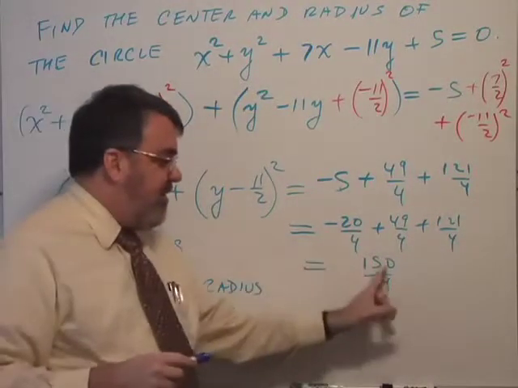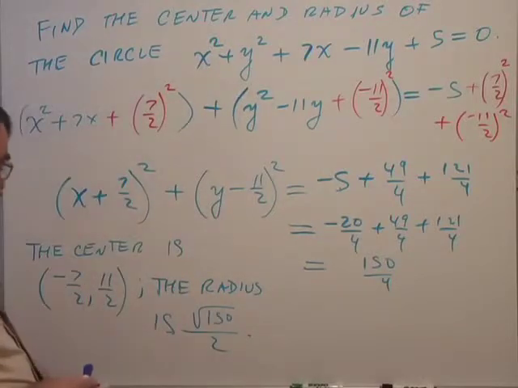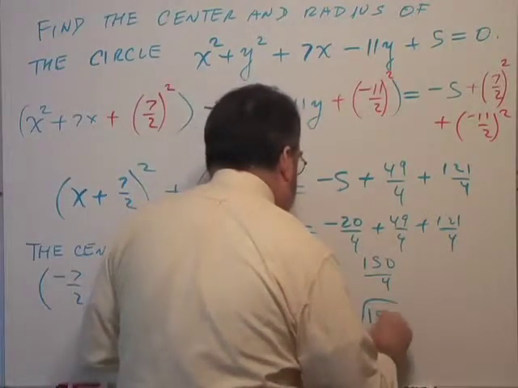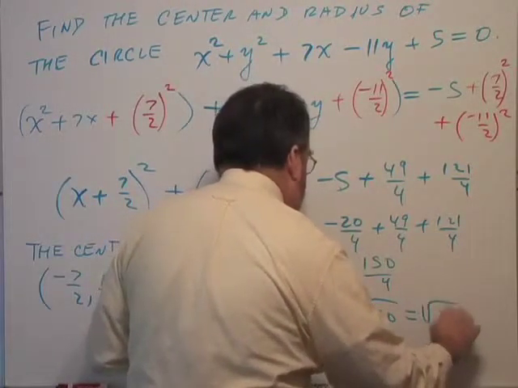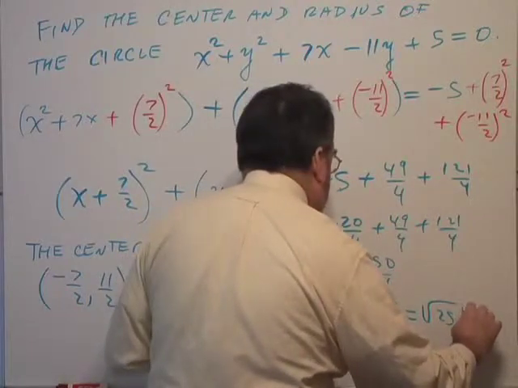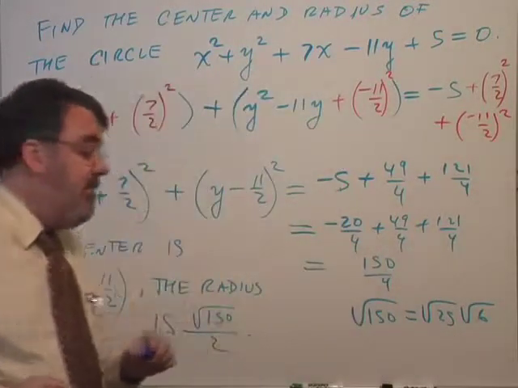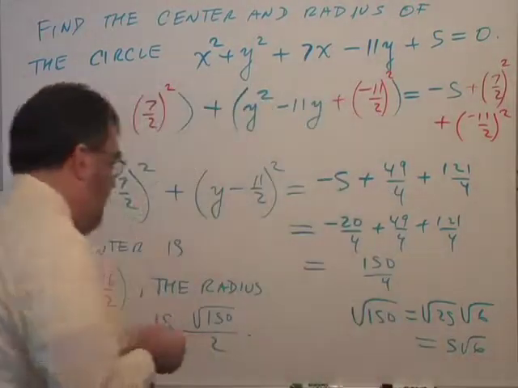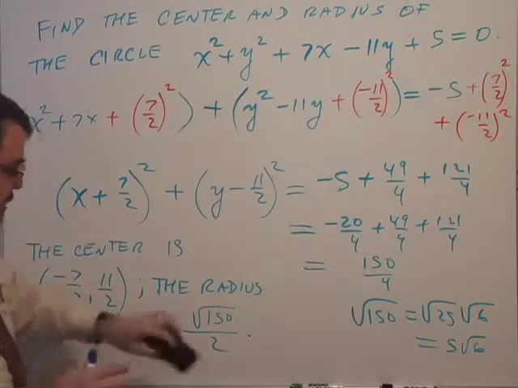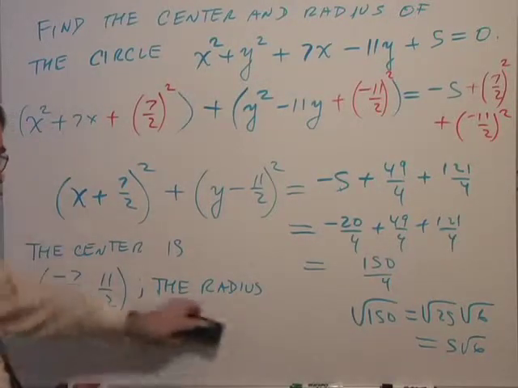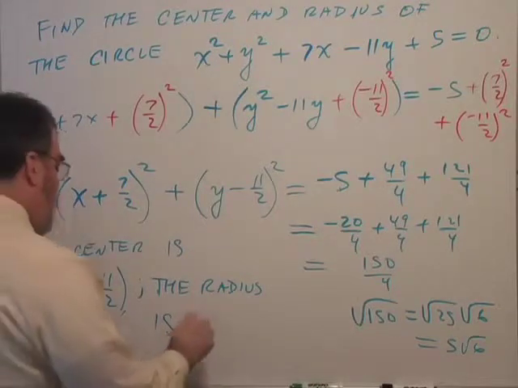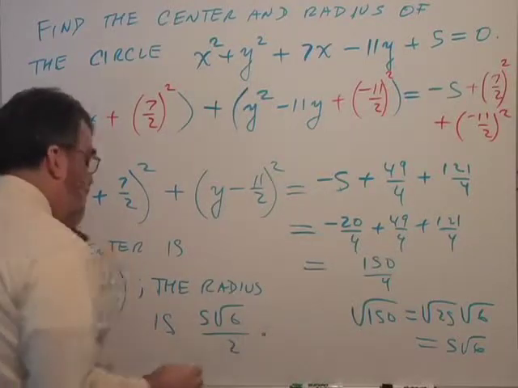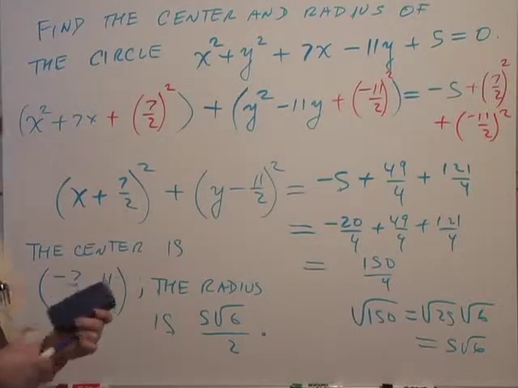If you take the square root of this, the square root of 4 is 2. We could reduce that further. See, I just realized the square root of 150 is the square root of 25 times the square root of 6. 6 times 25 is 150. So that is 5 square roots of 6. So let me change my answer here to 5 times the square root of 6 over 2. 5 square roots of 6 over 2. Don't forget the period at the end of the sentence.